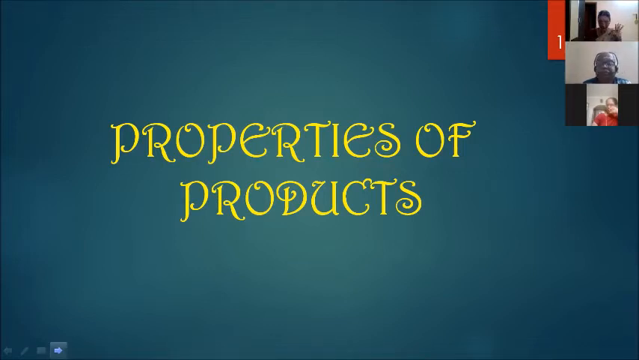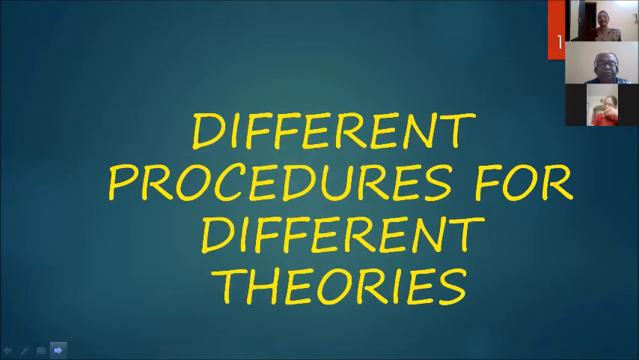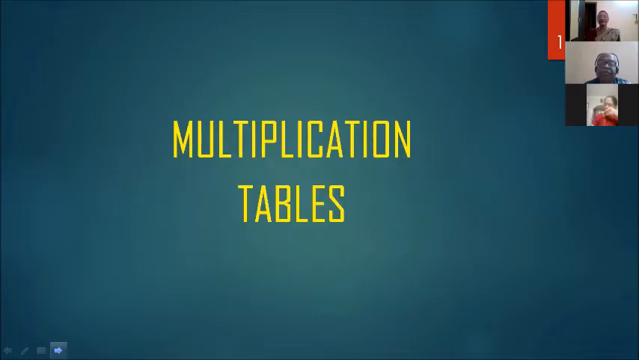Take 4 residents in a house, and then 20 houses, how many people will be there? We don't get residents or house, we get only the total number of people. So like that, multiplication is like that. So different procedures for different theories, so different units. That's what I will take.